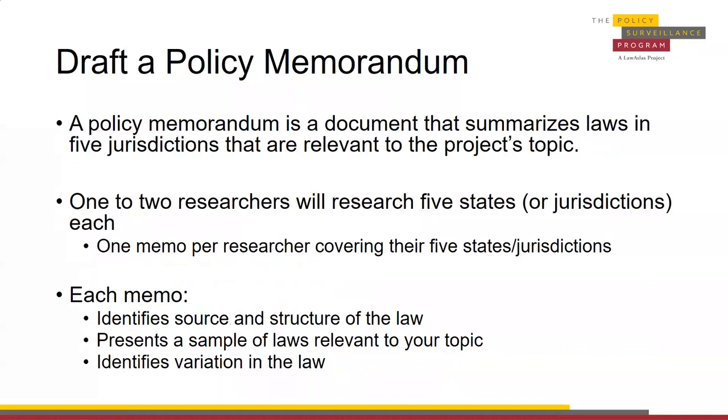So in a project where we're looking at the state level, just for ease of example, one to two researchers will research five states each. One researcher will write this memo on a sample of five states. Potentially you might find from your background research which are the best states to look at, where the most differences and changes are amongst the jurisdictions. Another researcher will write a similar policy memo on a different five jurisdictions or states.